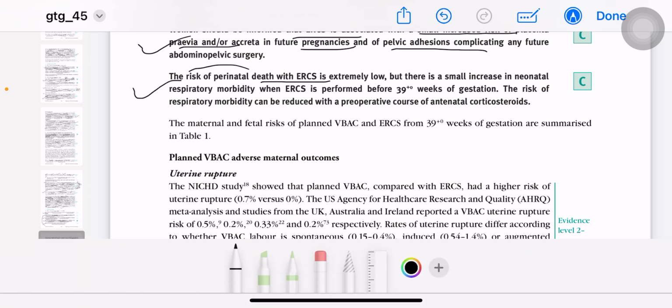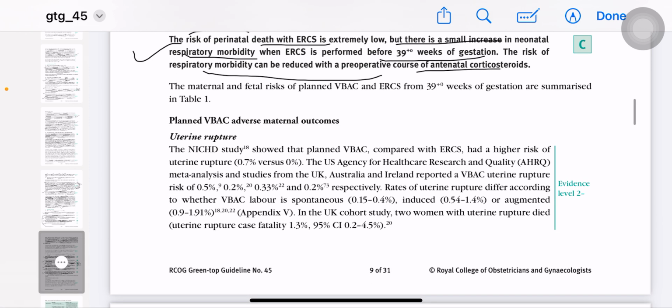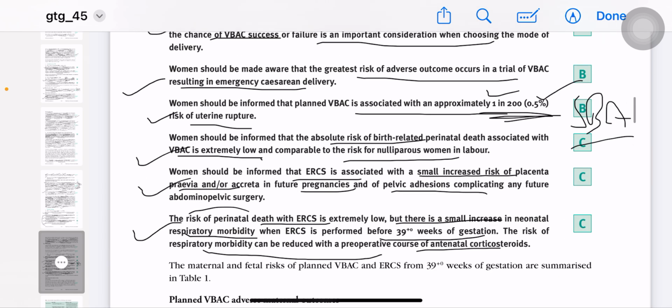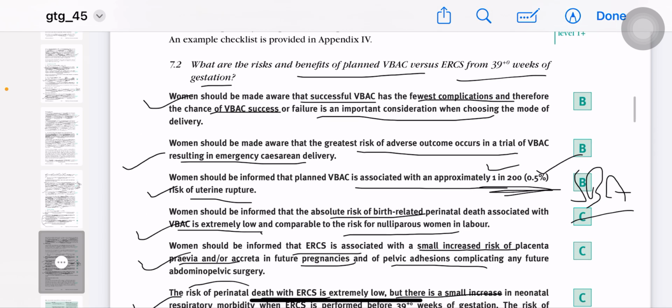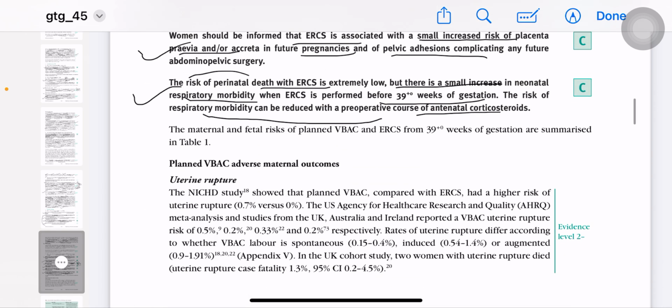Risk of perinatal death with emergency cesarean section is extremely low, but there is a small increased risk of neonatal respiratory morbidity when elective cesarean section is performed before 39 weeks. The risk of respiratory morbidity can be reduced with a pre-op course of antenatal steroid. So if you are planning a cesarean section before 39 weeks, we will give a course of antenatal steroid. So these are the important benefits of planned VBAC versus emergency cesarean section.